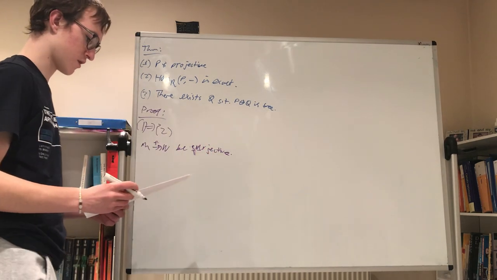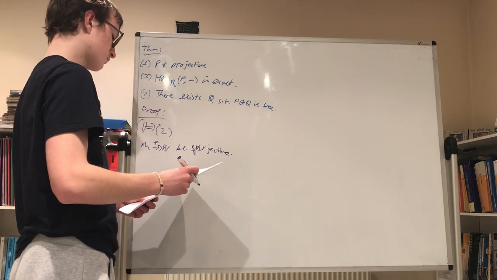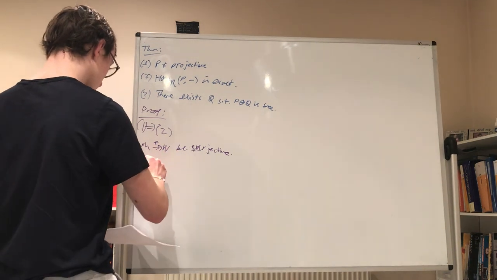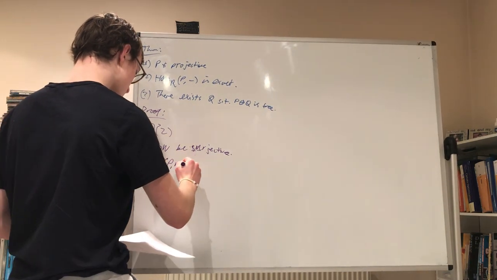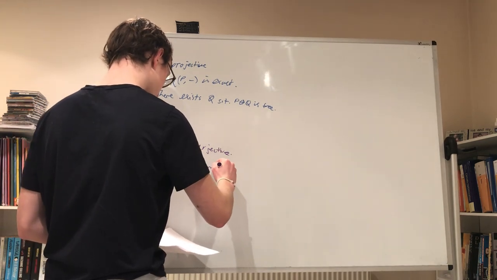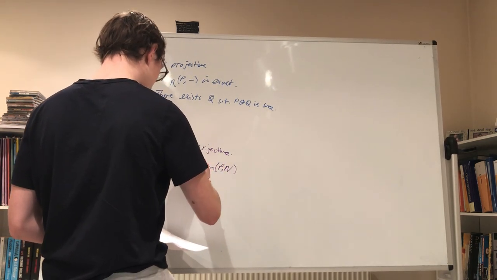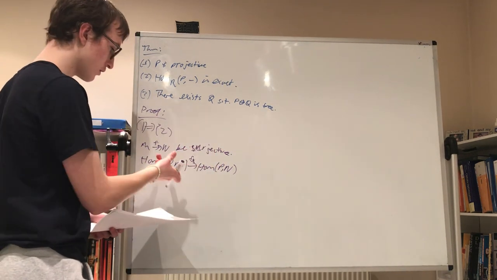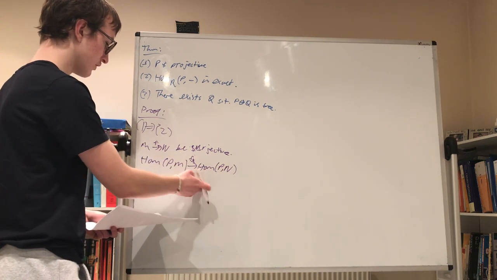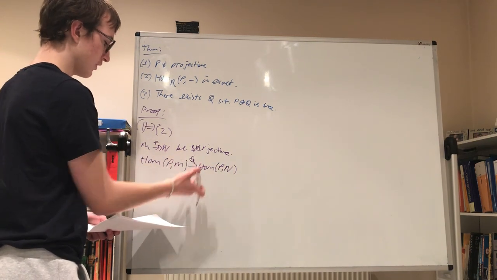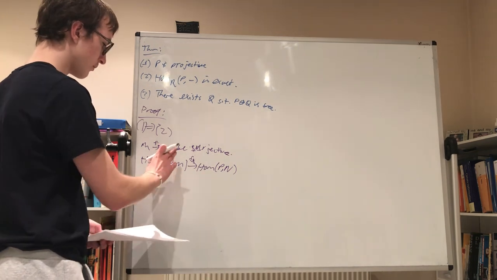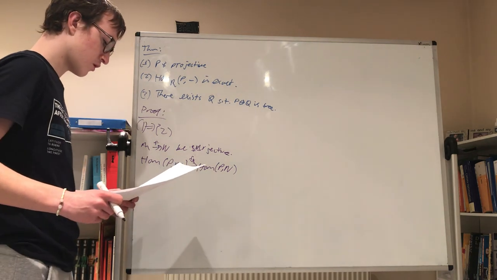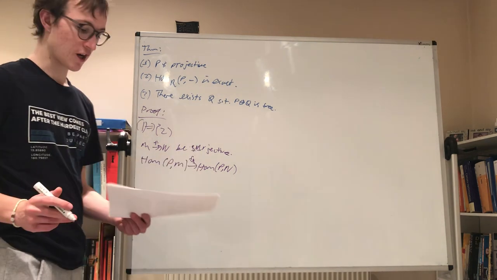Then, we have a map from Hom(P, M) to Hom(P, N), F star, which is F composed with some map from P to M. So you just post-compose this time. So we need to show that this F star is a surjection.